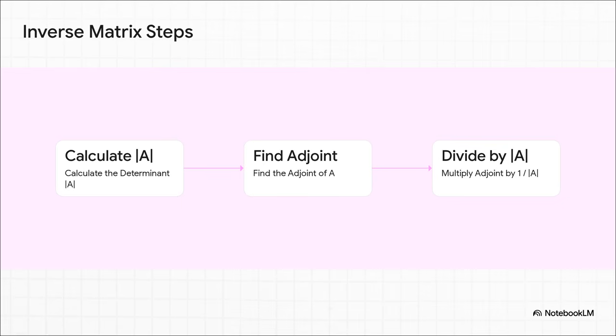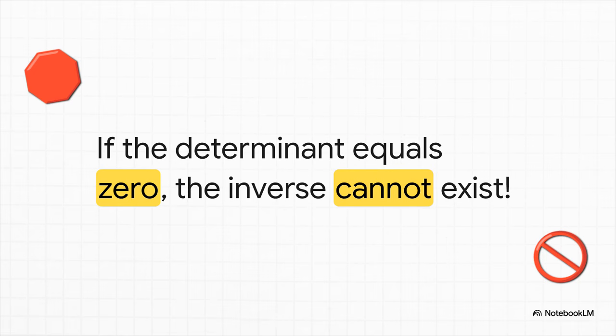But wait, why did I make such a big deal about calculating the determinant first? Because of this, the singular matrix trap. Look, if your determinant equals 0, think back to step 3, you'd be dividing by 0, which mathematically breaks the universe. If the determinant is 0, the matrix is singular, and the inverse simply does not exist. Figuring this out at step 1 saves you from calculating 9 completely useless cofactors. So always check that determinant first.